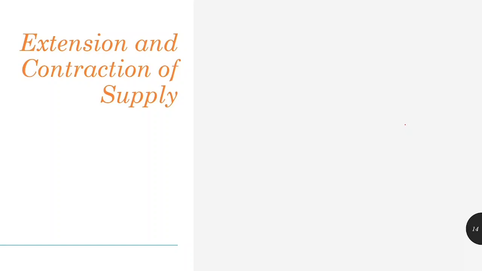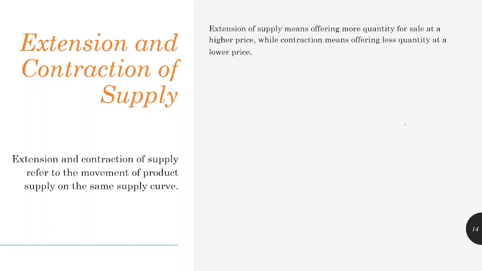Now, as we studied in demand portion, extension and contraction of demand, similarly we have extension and contraction of supply. So extension of supply means offering more quantity for sale at higher price, while contraction means offering less quantity at lower price. So here, when the price is increasing, we are offering more quantity. When the price is decreasing, we are offering less quantity. So extension and contraction of supply refers to movement on the same supply curve. So we should always remember, whenever we talk about extension and contraction of whether demand or supply, the movement is along the curve.